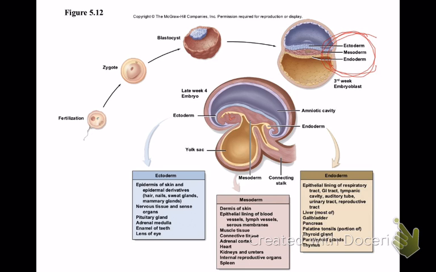Does it make sense to you that the outside of the body comes from the outer layer of the embryo? Does it make sense to you that the nervous system comes from that same layer? Does it make sense? Is it logical, rational? You go, oh yeah, well, I would have predicted that.